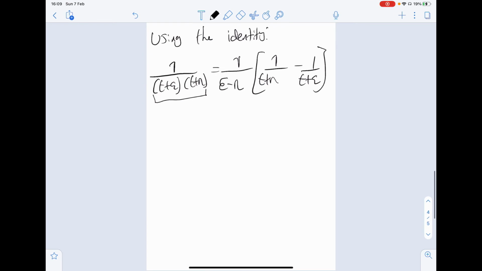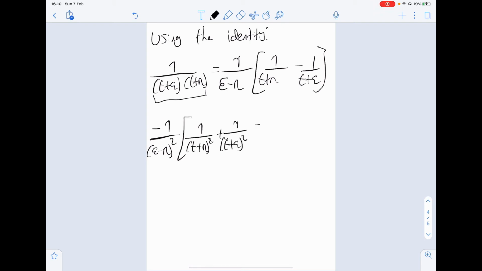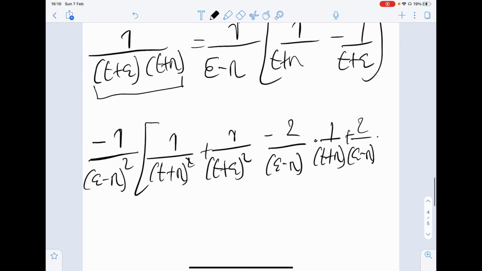So we're going to use the fact that minus 1 over (epsilon minus eta) squared is 1 over (t plus eta) squared plus 1 over (t plus epsilon) squared, minus 2 over (epsilon minus eta) times 1 over (t plus eta), if I can fit this in, plus 2 over (epsilon minus eta), just zoom in so I can try and fit this in, 1 over (t plus epsilon).